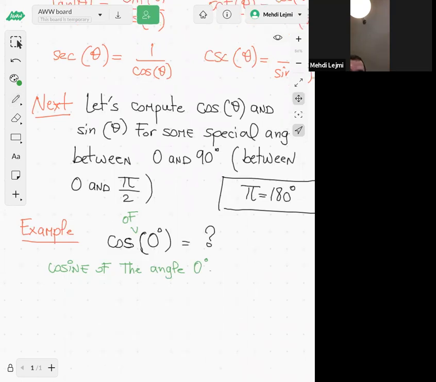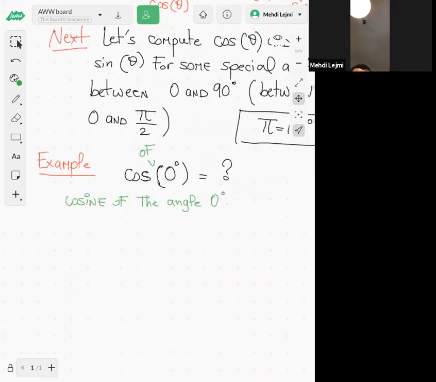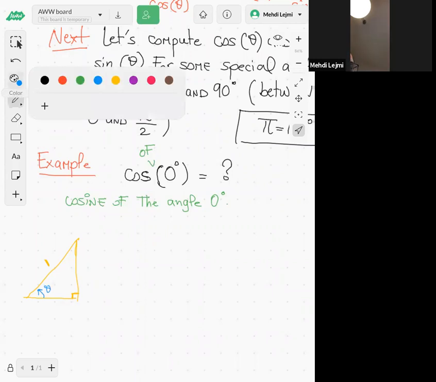Well, the idea is very simple. I'm going to use my right triangle. Remember my right triangle? In my right triangle, the hypotenuse should be equal to 1. I mean, the length of the hypotenuse should be equal to 1, right? My angle theta, let's say here, and then the length of this side is cosine of theta, and the length of the other side is the sine of theta.